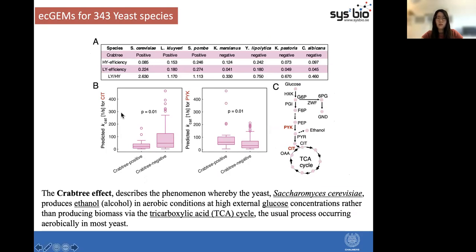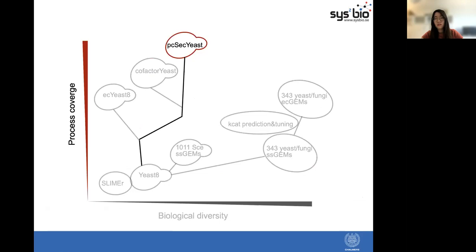Here I showed CIT and PYK, these two enzymes that are very important or directly linked to the Crabtree effect phenotype. Actually, the Crabtree effect phenotype is the main phenotype which contributes to the alcohol fermentation.